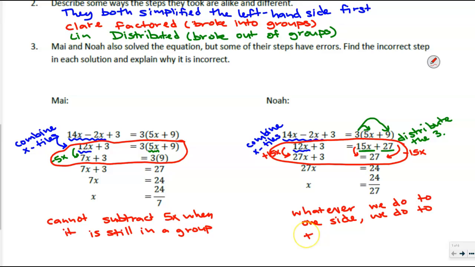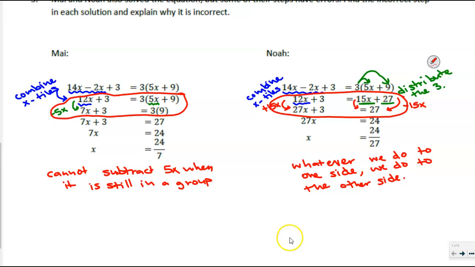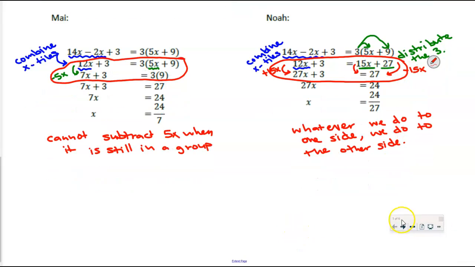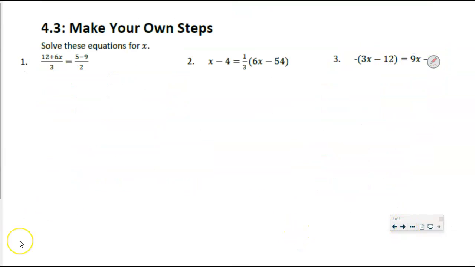So if I'm going to subtract 15x from one side, I need to subtract 15x from the other side. Let's take a look at the next problem. Now it's your turn to solve equations, and you're going to make your own steps. Instead of following someone else's, we're going to make our own steps. So go ahead and try each one of these. I'll do each one in order in the recording, but pause the recording to give them a try first.